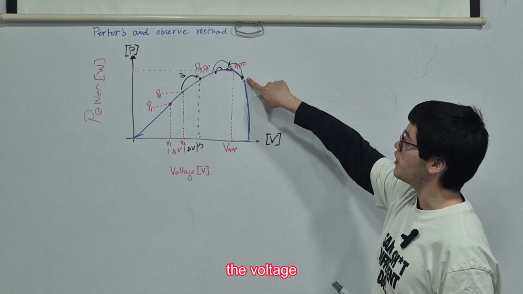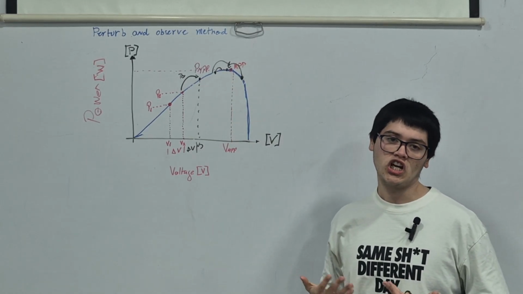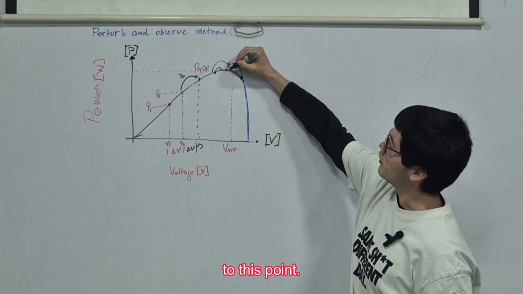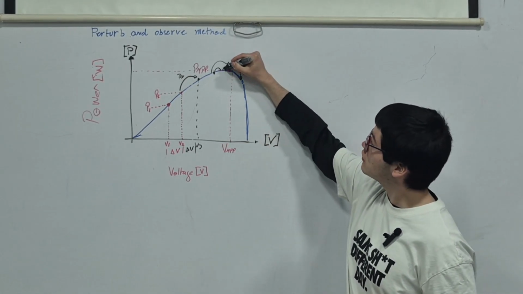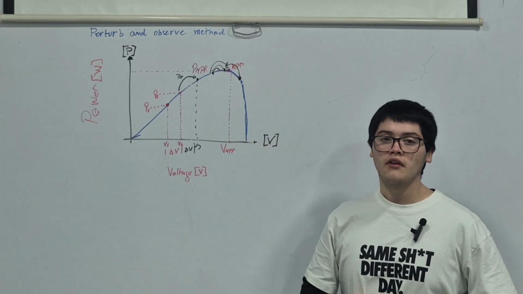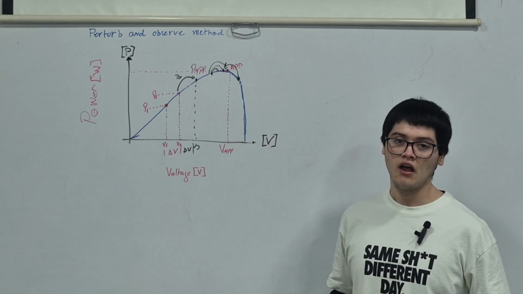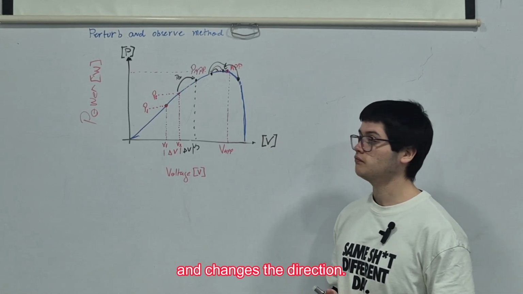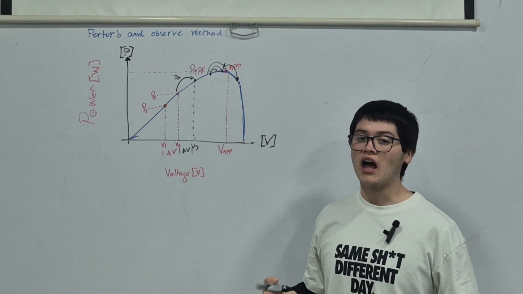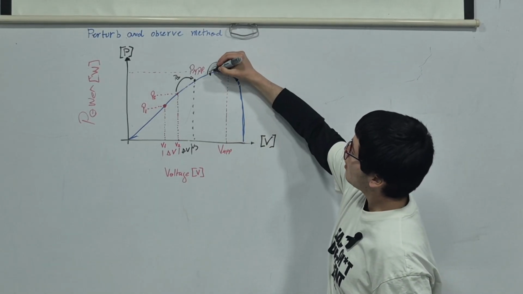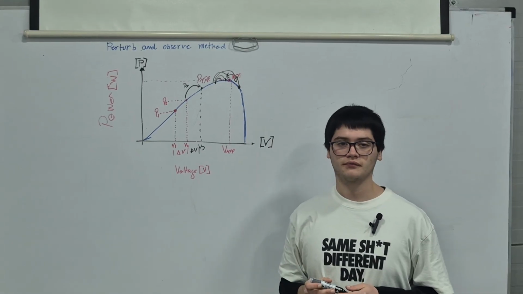Here, the voltage decreases and the power changes to this point. Again, the voltage decreases, but now the algorithm asks the same question and changes the direction. Now the voltage increases again and keeps oscillating from this point.